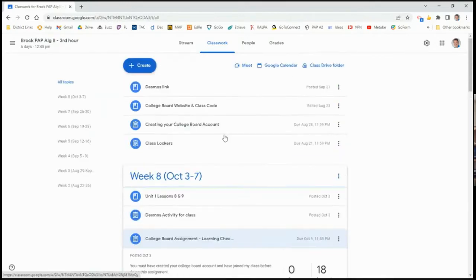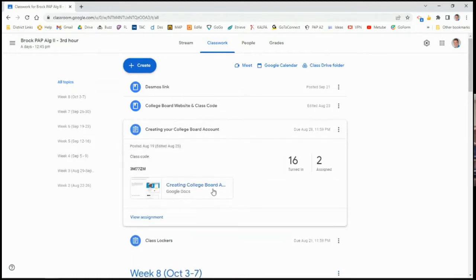I've left this at the top: you have to create a College Board account. We did that way back in September, maybe even in August. Make sure you create a College Board account. There's directions on how to do it if you have not.